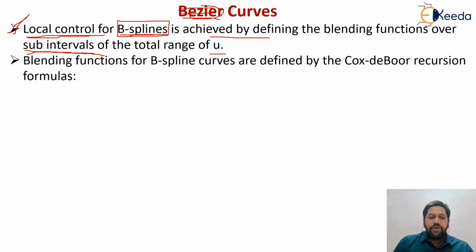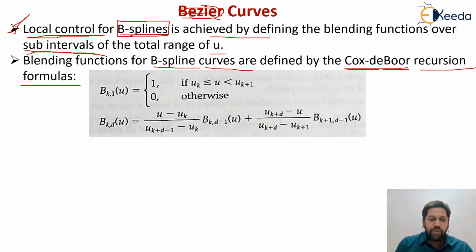Now the blending functions for the B-spline curves are defined by the Cox-de Boor recursion formula. Let us understand what formula it is. This is the formula defined by the Cox-de Boor recursion formula, which is used for the B-spline curve blending function.